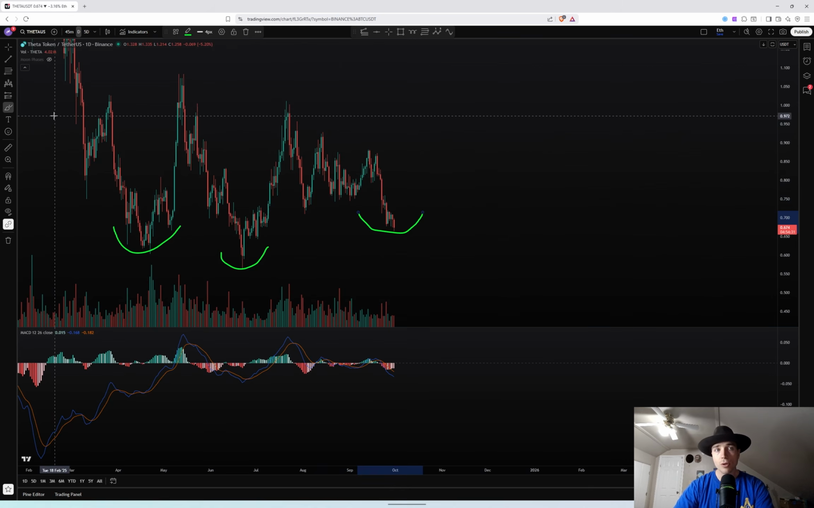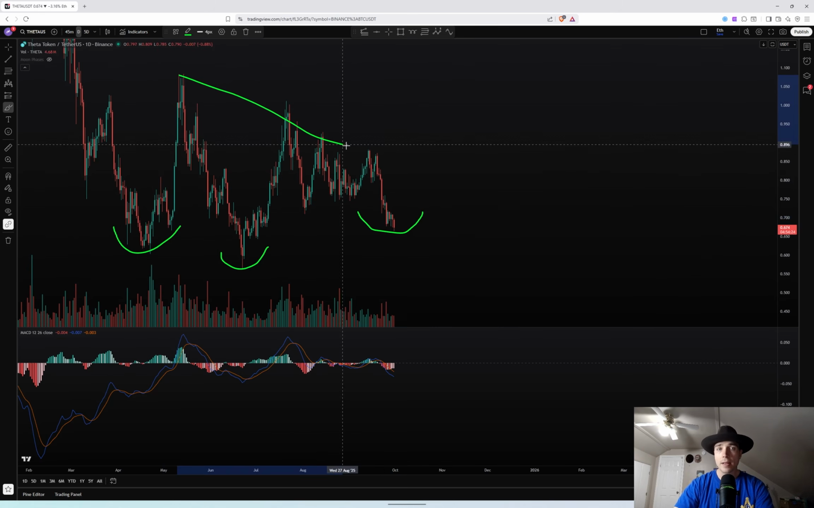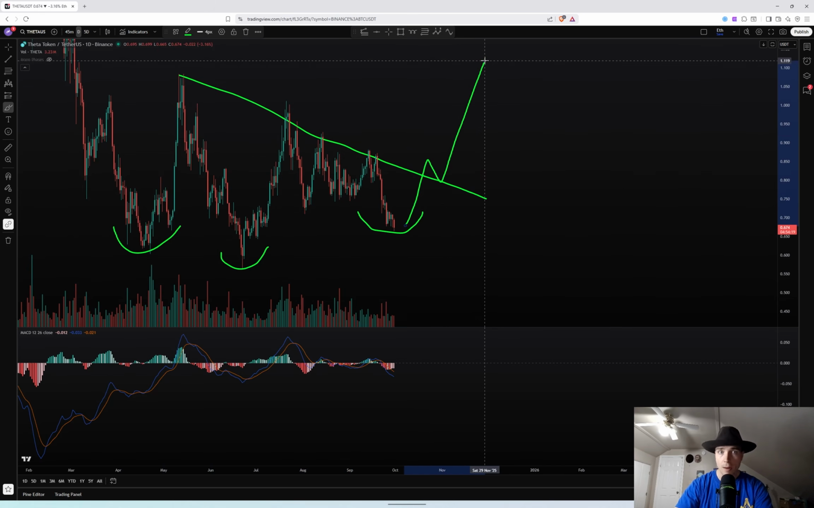Now, the inverse head and shoulders is a very high probability pattern. So when you see this pattern, you can be confident that as you break the neckline, which is this level right here, you have a very high statistical probability that you're going to go to the minimum target. Now, what is the minimum target? The minimum target is measuring from the bottom of the head to the top of the neckline.